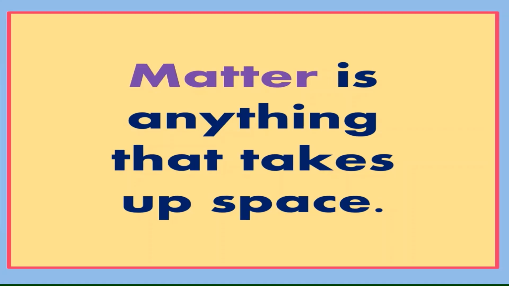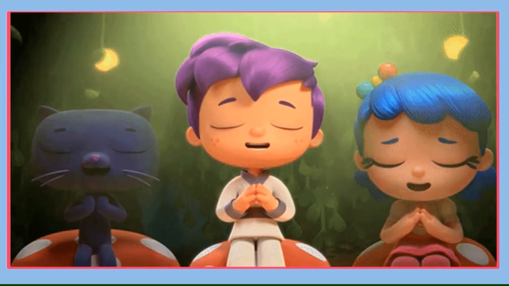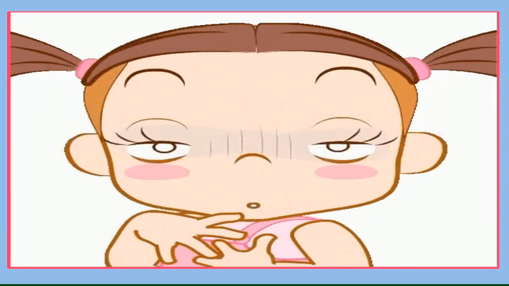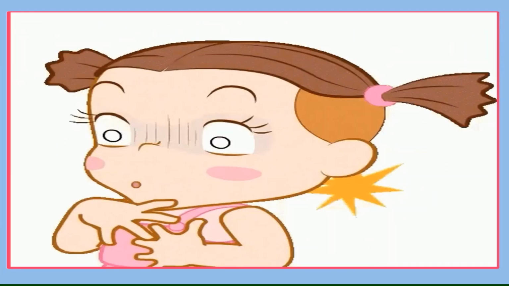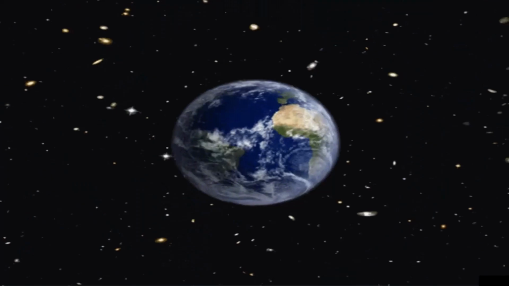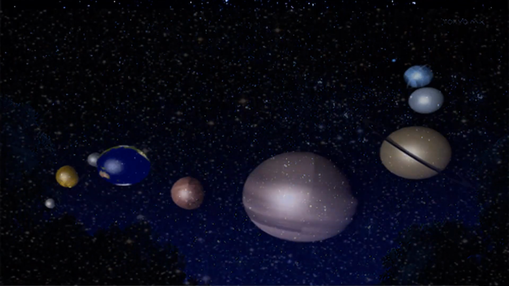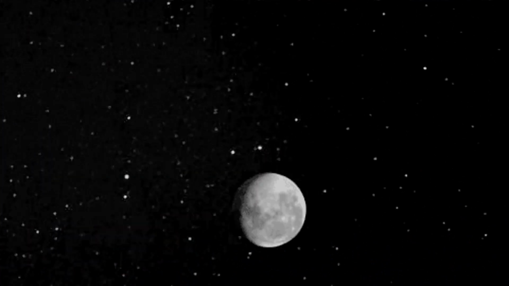Okay, let's classify the 3 states of matter. Anything that takes up space is called matter, and everything around us is matter. From the air we breathe, to the food we eat, the water we drink, and even you and me, is matter. Planet Earth is made of matter, and so are all the stars, planets, and moons in the universe.